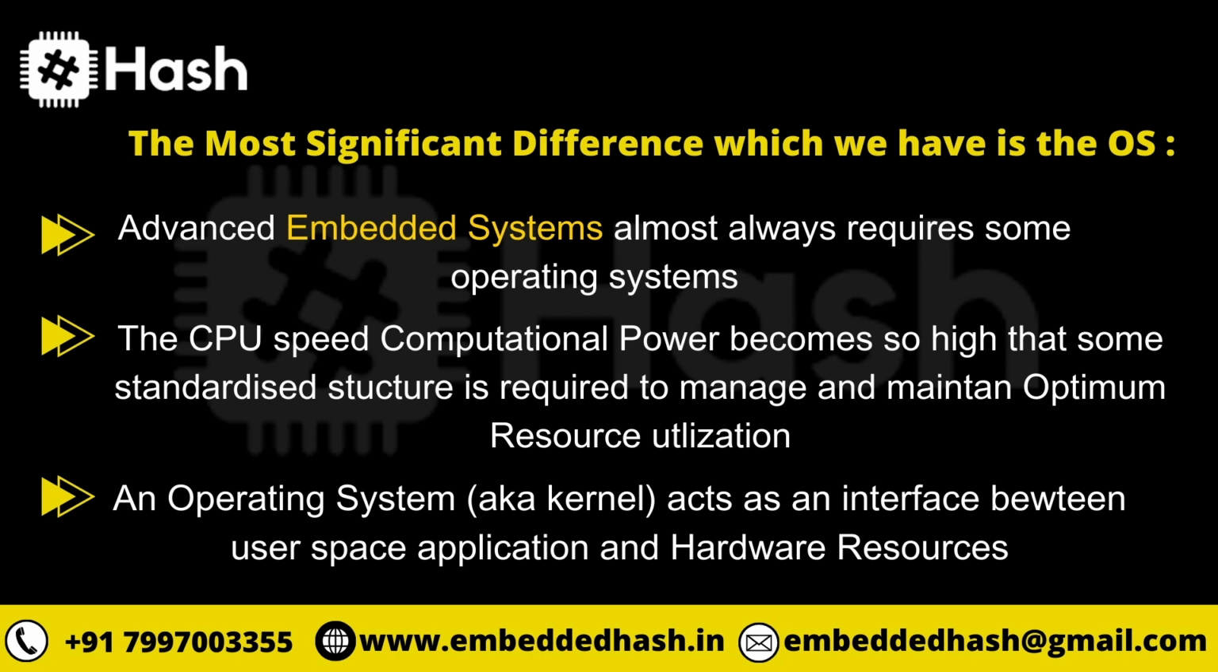If these resources are not properly distributed and not properly allocated between all the processes, then it is a wastage of those resources. Therefore, in order to effectively distribute and effectively manage the resources of your hardware, there is a specialized software called the operating system, also known as kernel, which acts as the interface between the user space applications and the hardware resources. So this is the most significant difference which you will see as a developer between a basic embedded device and an advanced embedded.